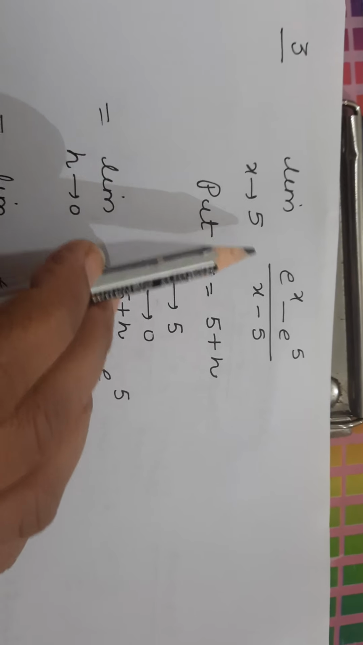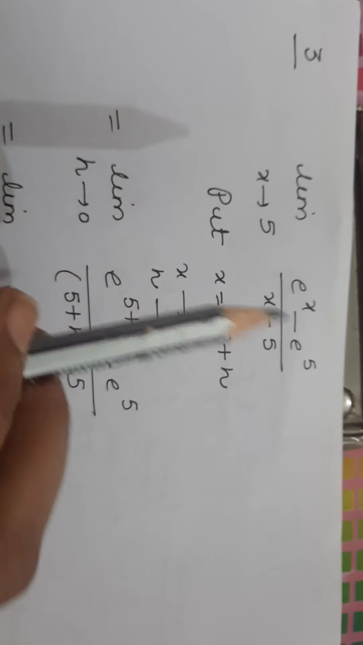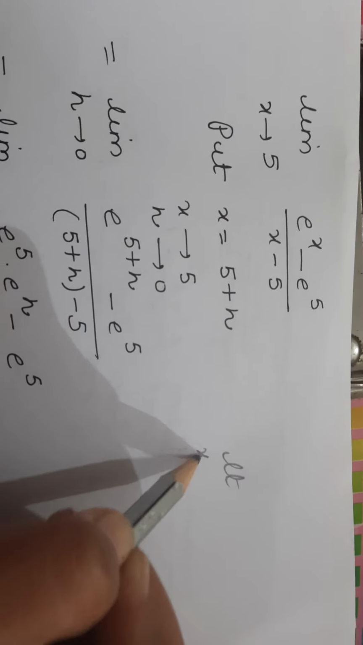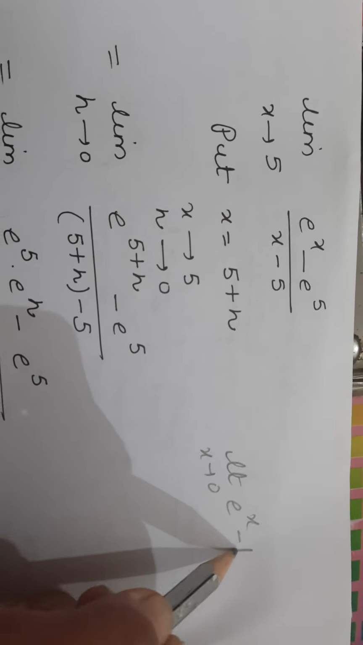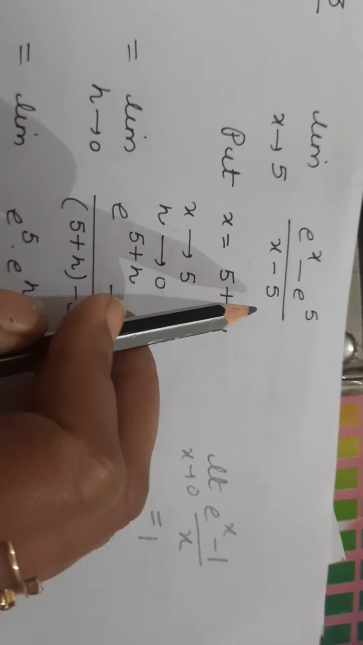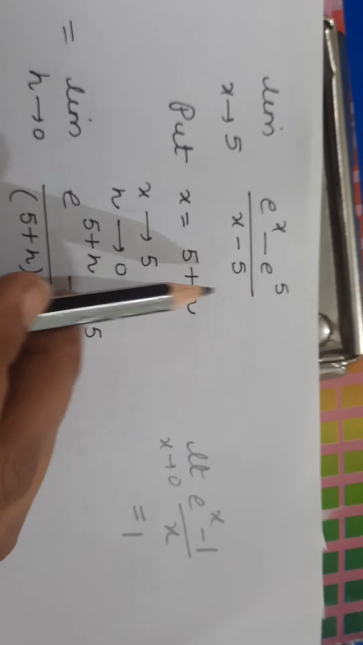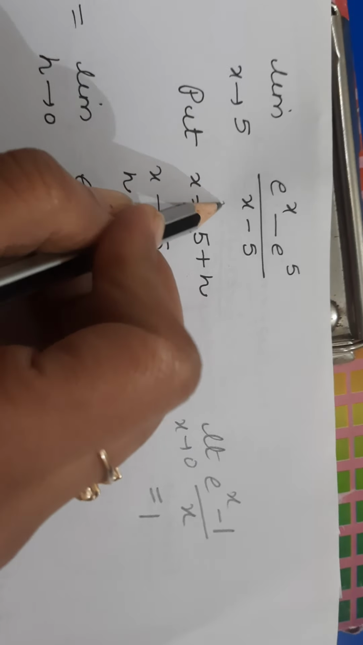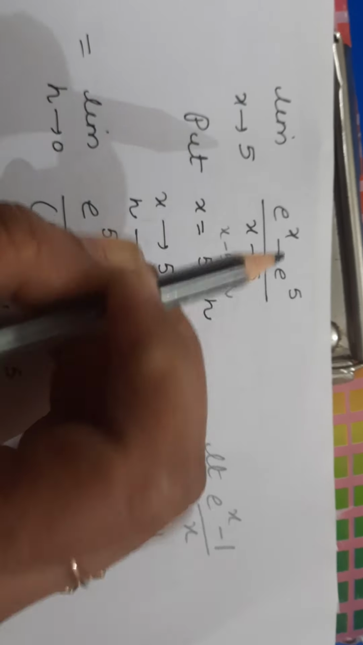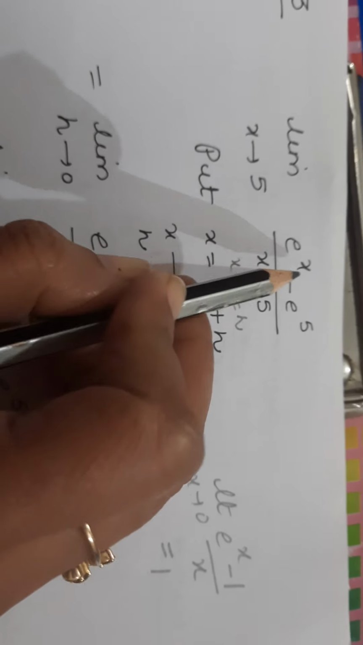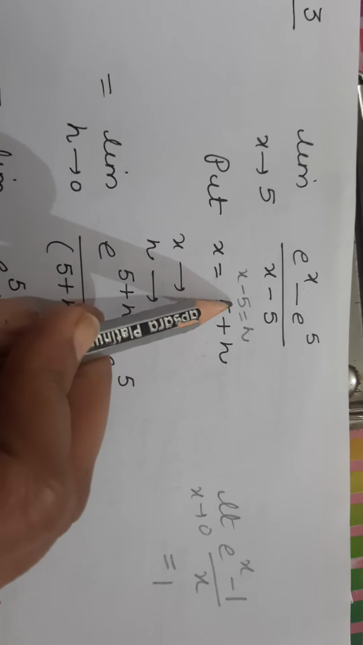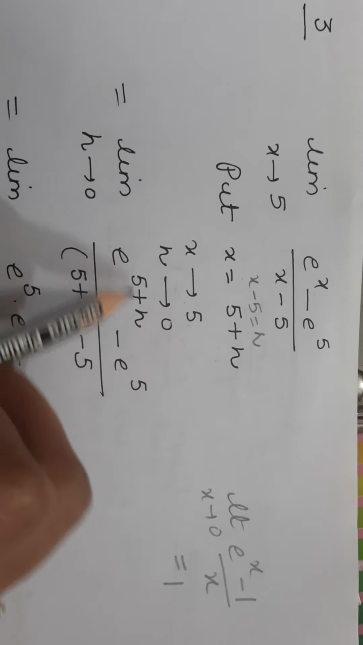Evaluate limit x tending to 5, (e^x - e^5)/(x - 5). We know that in the formula we have limit x tending to 0, (e^x - 1)/x, which is equal to 1. So here, in place of x, you are going to have x - 5. I'll put x - 5 equal to h, or x is equal to 5 + h. As you are going to change the question from x to h, we are also going to change the limit. If x approaches 5, then 5 - 5, your h will tend to 0.